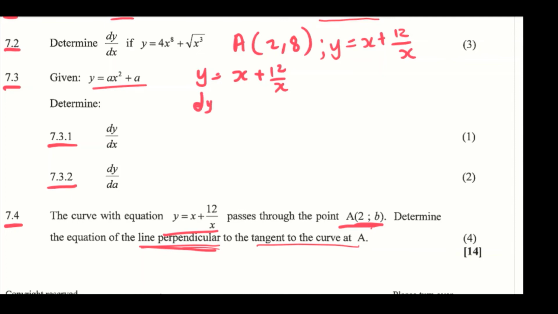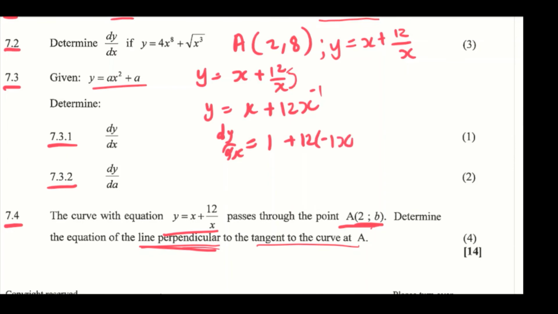So dy over dx, but before we derive, let's take this x at the top, so it's going to be y equals x plus 12x to the power of minus 1. So dy over dx equals 1 plus, so we drop the 1, so it's going to be 12 into minus 1 x to the power of minus 1 like that.